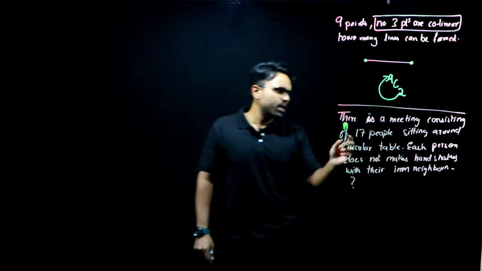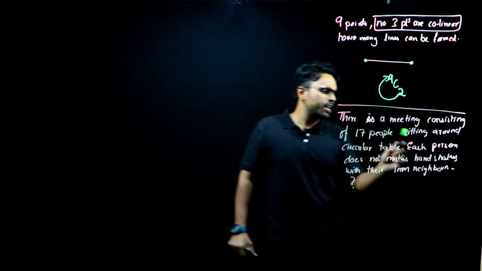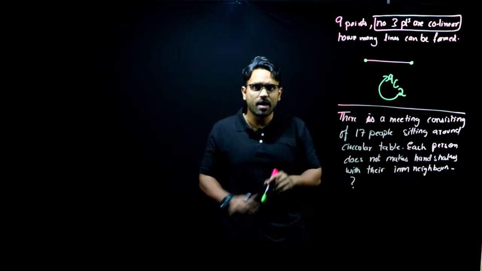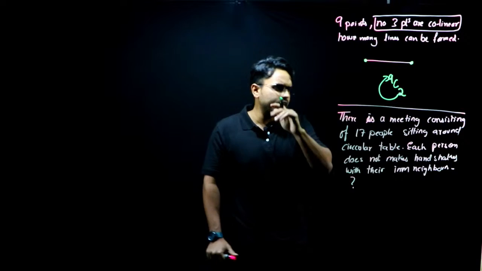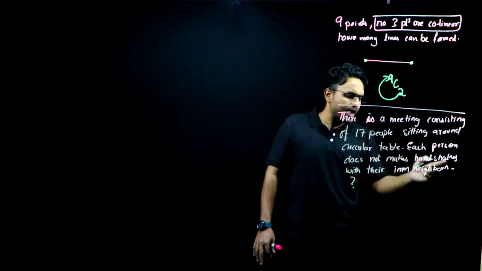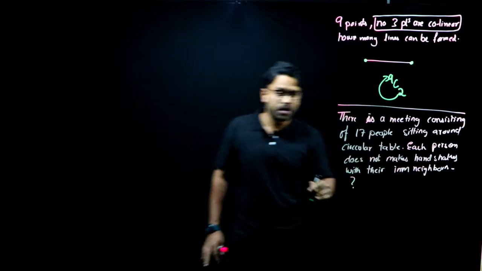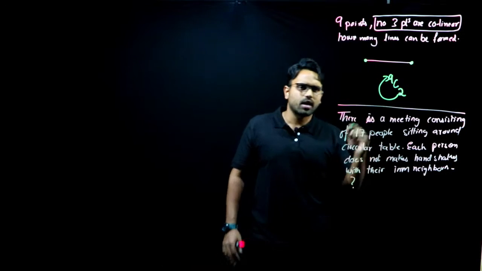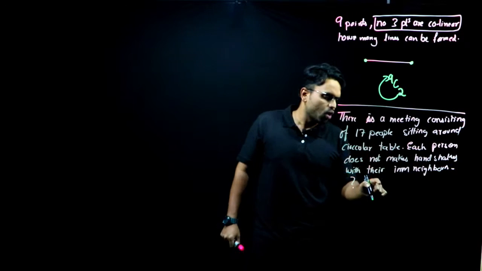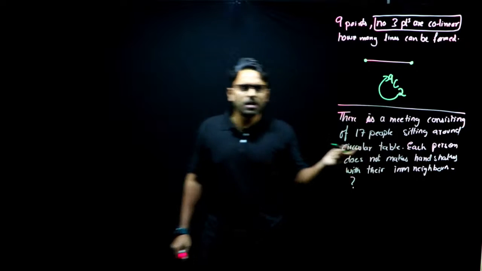My question is simple. There is a meeting consisting of 17 people sitting around a circular table. Imagine, start imagining 17 people sitting around a circular table. Now, each person does not make handshakes with their immediate neighbors. Immediate neighbors meaning what? In a circle, to my left and my right. So, how many handshakes will be there in that meeting is the question.